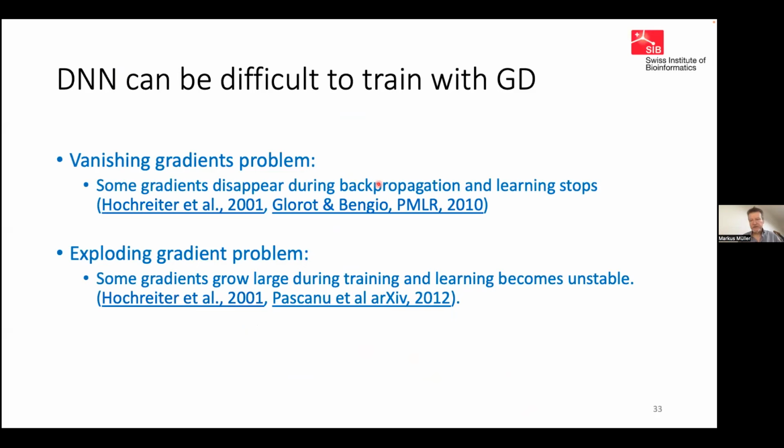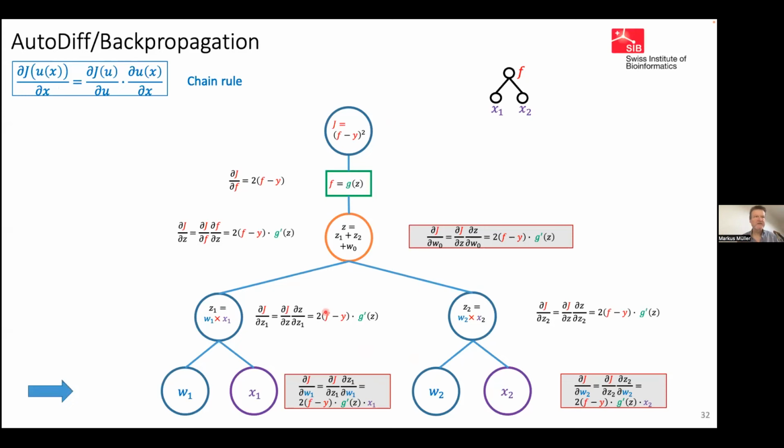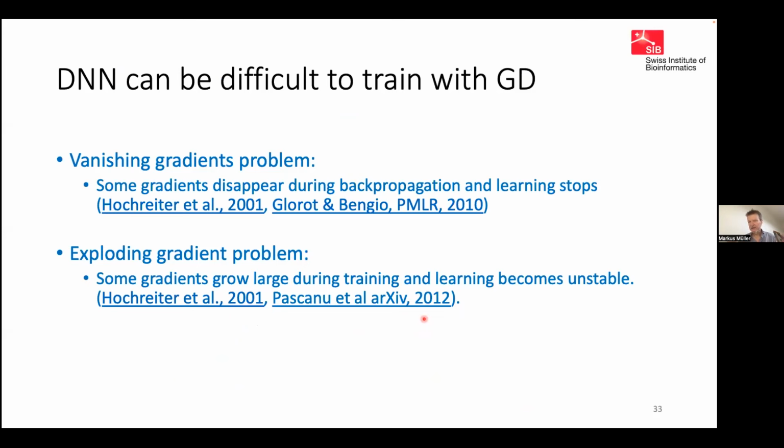Now, at the beginning, people had quite a lot of problems with this training, because if you calculate these derivatives, you see that they consist of products, and the more parameters you have, the longer these products get. Now, you all know that if you have a product of numbers that are smaller than one, the longer the product is, they become smaller and smaller until they become so small that the computer can't handle them anymore. If you have a product of numbers that are larger than one, and you have a very long product, then your numbers become larger and larger and might explode.